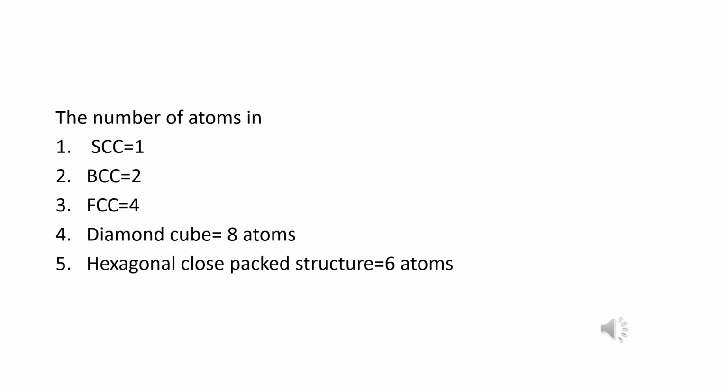To conclude, how many atoms are present in SCC? That is 1 atom. BCC is 2 atoms. FCC is 4 atoms. And diamond cubic has 8 atoms. Hexagonal close packed structure has 6 atoms.